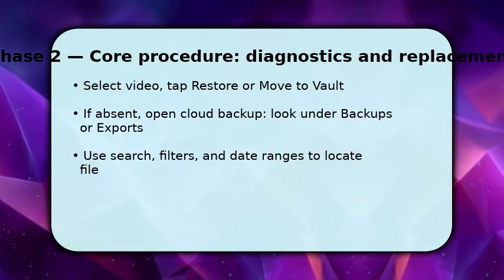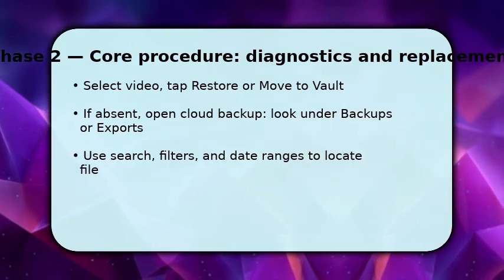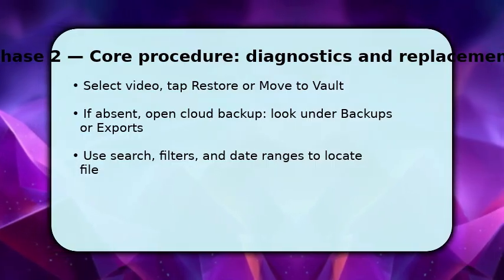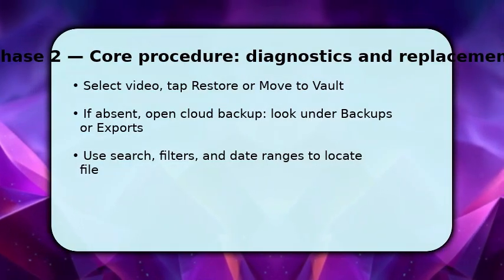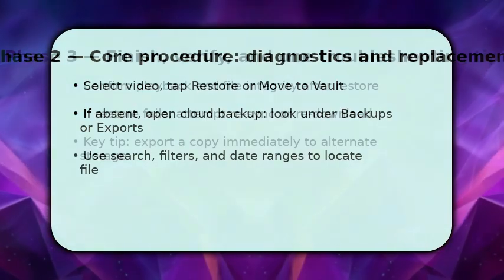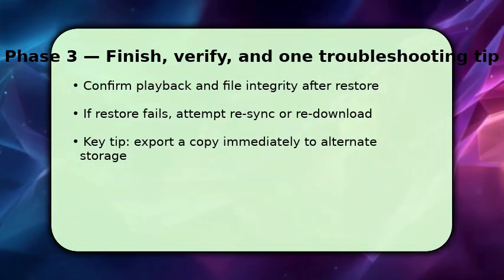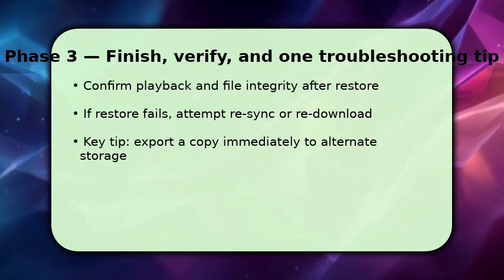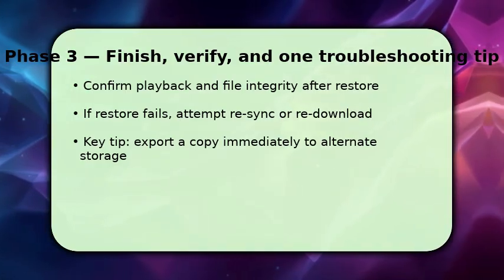If you have a device backup file, mount or restore it selectively to extract the video rather than performing a full device restore. After restore, confirm the video plays and the file size looks correct. This verifies integrity. If playback fails or file is corrupted, try resyncing the Vault app or re-downloading from Cloud Backup.